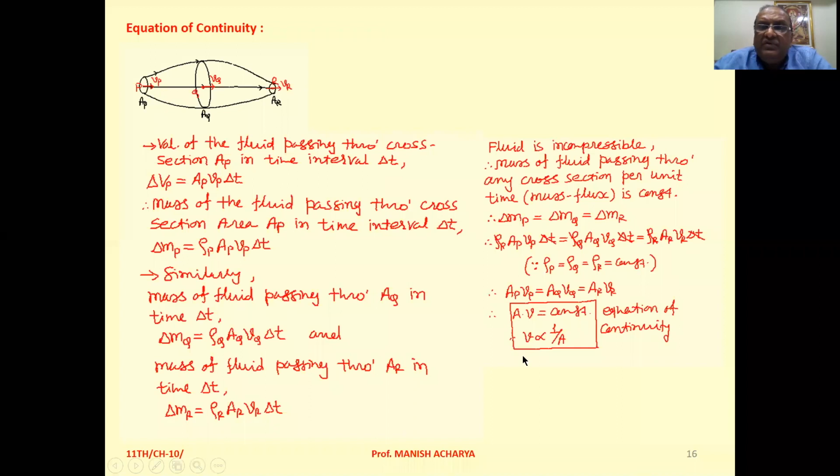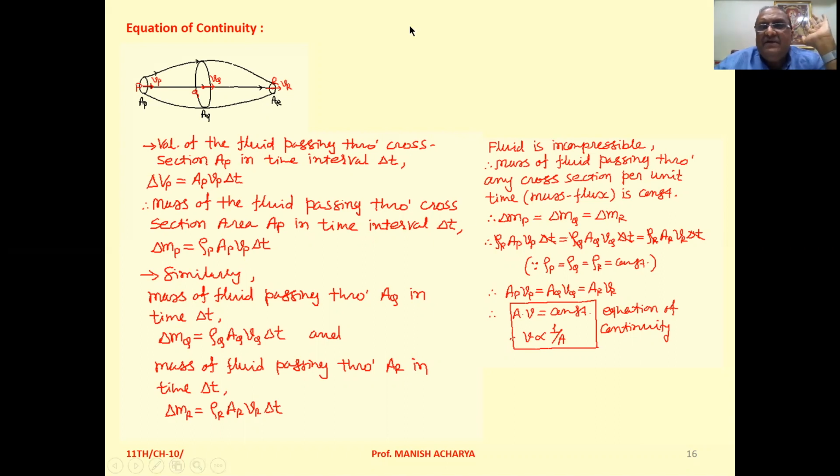This equation of continuity shows this thing. In the fluid flow, where the cross-sectional area is less, there the velocity will be more. And where the cross-sectional area is large, the velocity will be less. Clear?